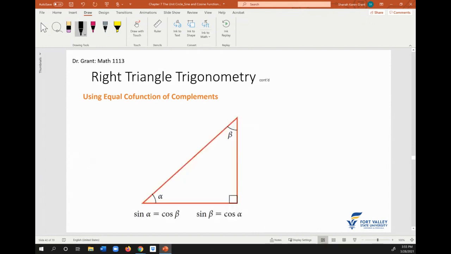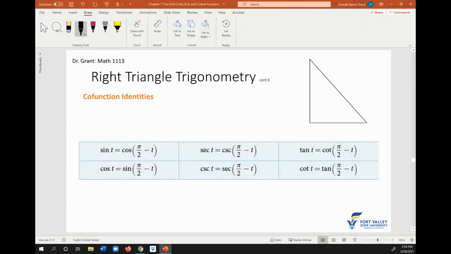So in essence, sine of alpha, if you have a triangle in this form, or a right triangle, then sine of alpha is going to be equal to cosine of beta, and sine of beta is going to be equal to cosine of alpha. We actually can use this to come up with a set of identities. These identities are called cofunction identities.